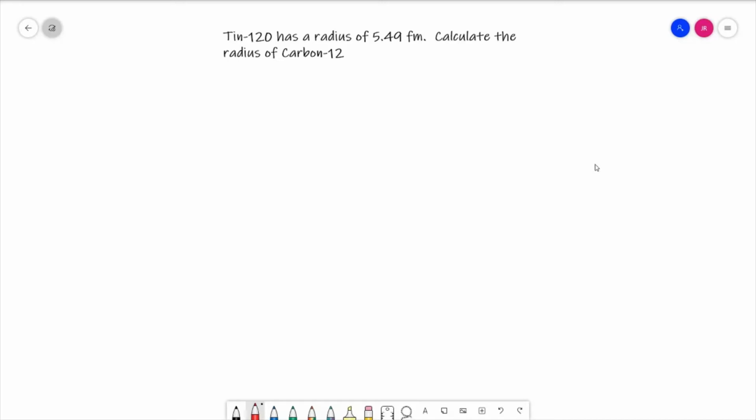So the trick to this question is to form an equation which discounts R0 altogether. What I'm going to write down is the initial equation: R is equal to R0 A to the power of a third. I'm going to rearrange that by dividing both sides by the cube root of A. What we're left with is that R0 is equal to R divided by A to the power of a third. Now, because R0 is a constant, it will be exactly the same for both the tin and the carbon that we're trying to look at.